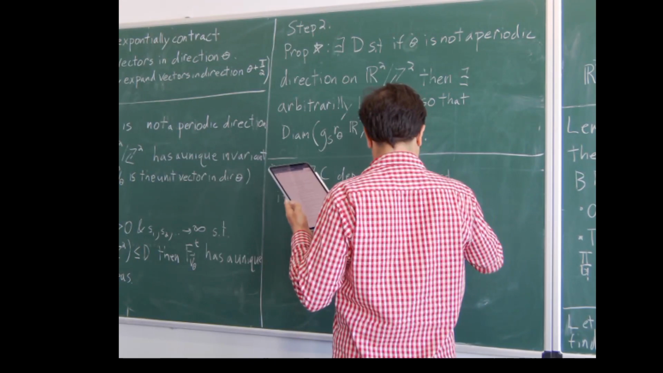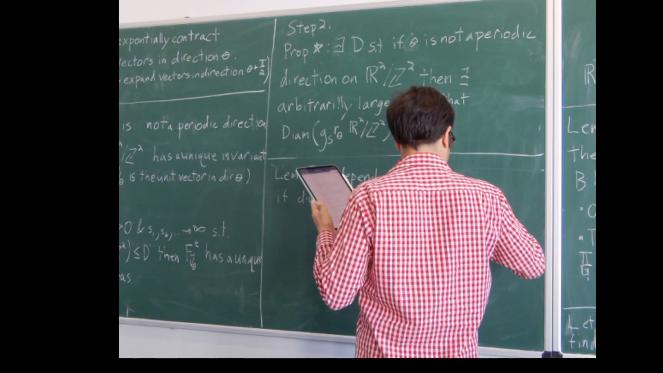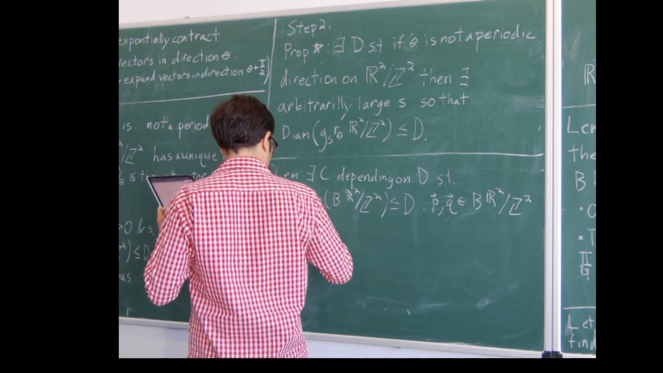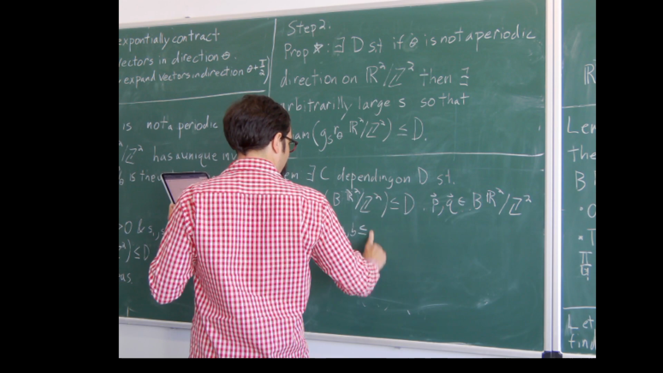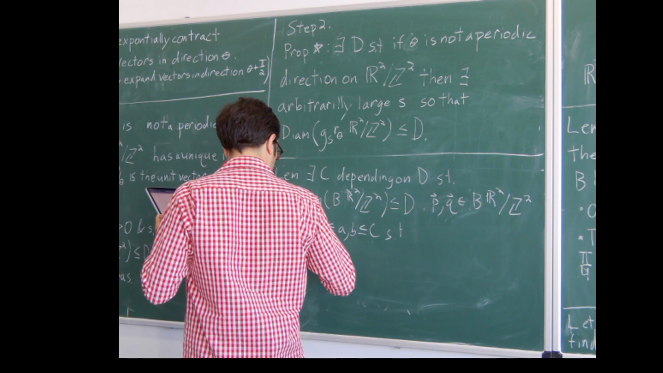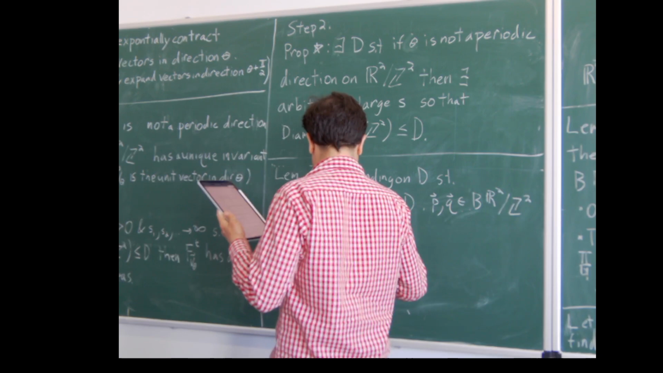in P, Q are in my torus B times R^2 mod Z^2, then there exists 0 less than or equal to A, B, less than or equal to C, so that Q is equal to P plus A times a vector in direction theta plus B times a vector in direction theta plus pi over 2.